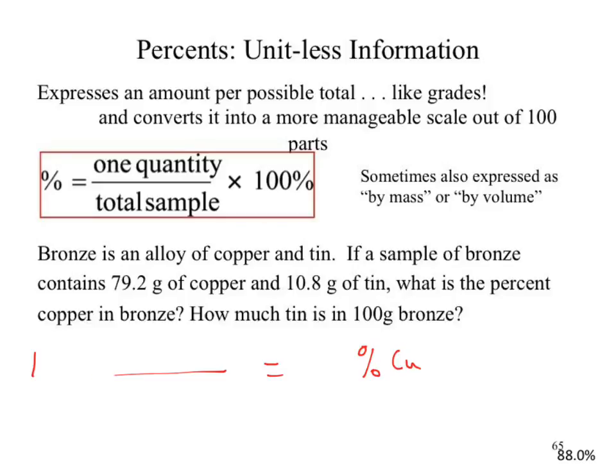Well, it's that equation: 100 times one quantity. What's the one quantity I'm looking at in this case? Copper. What do I know about the copper? Divided by the total sample. What's the total sample? Don't do the math. 79.2 plus 10.8 is now my total sample.